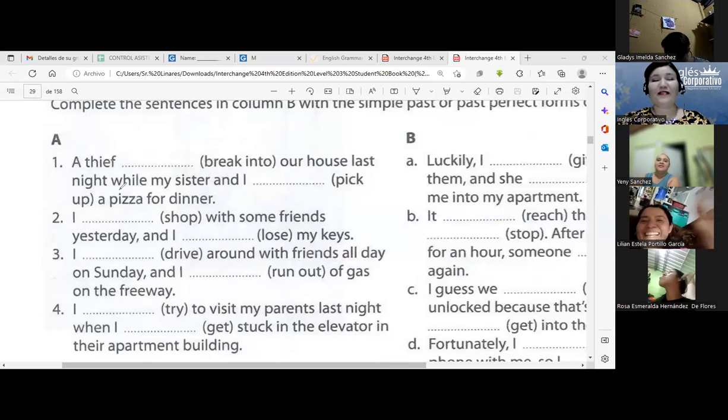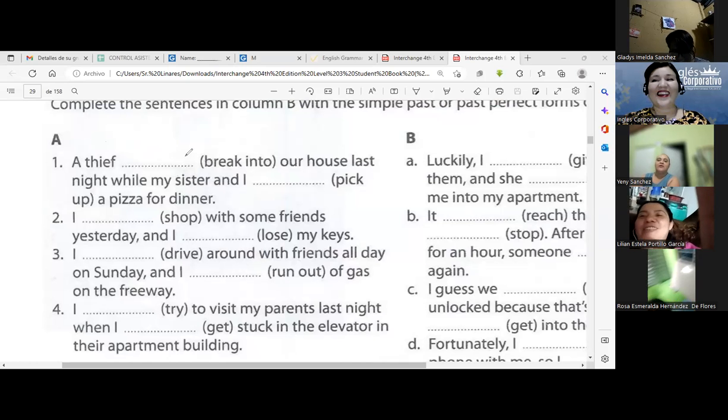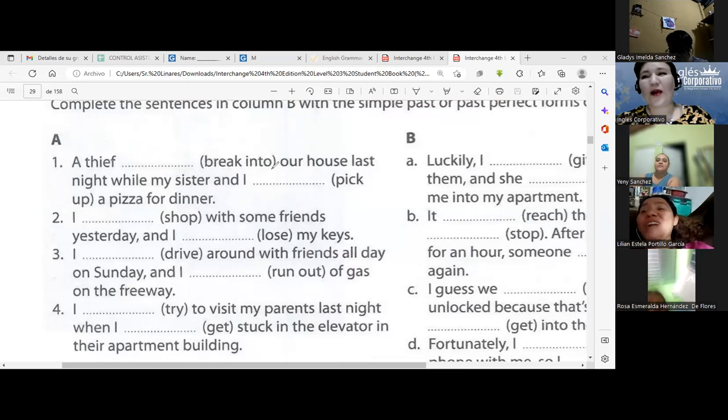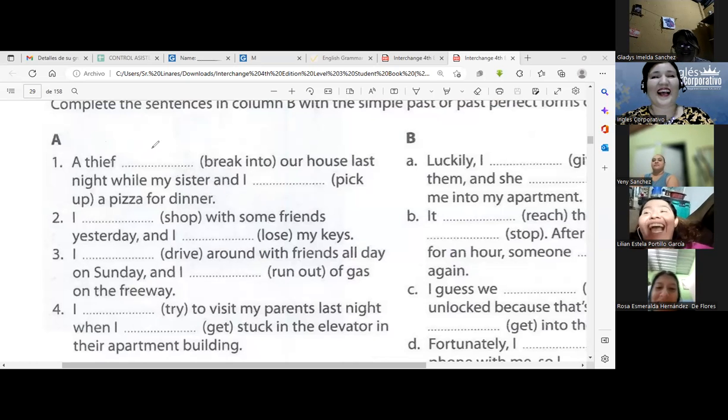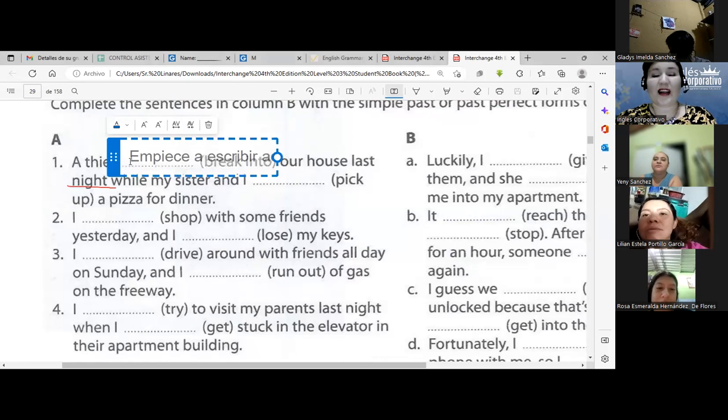A thief breaking out. Welcome back. A thief our house last night. So this is a finished action. So in this one, what are we going to say? A thief broke into, right? Very good.